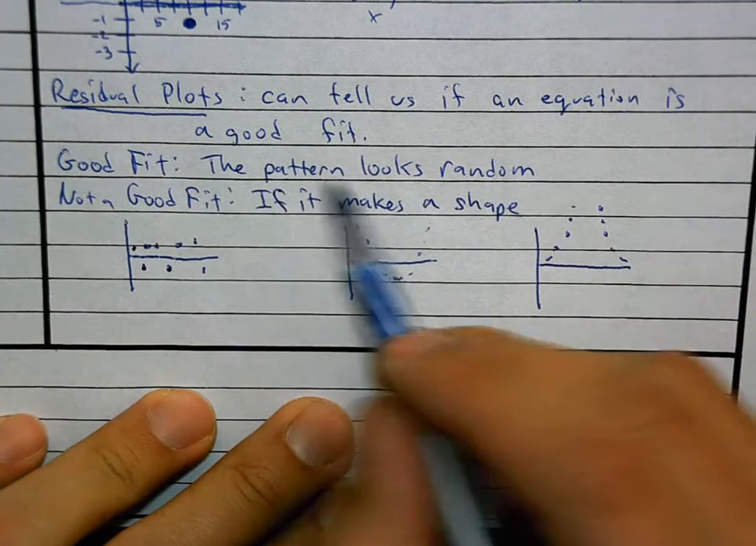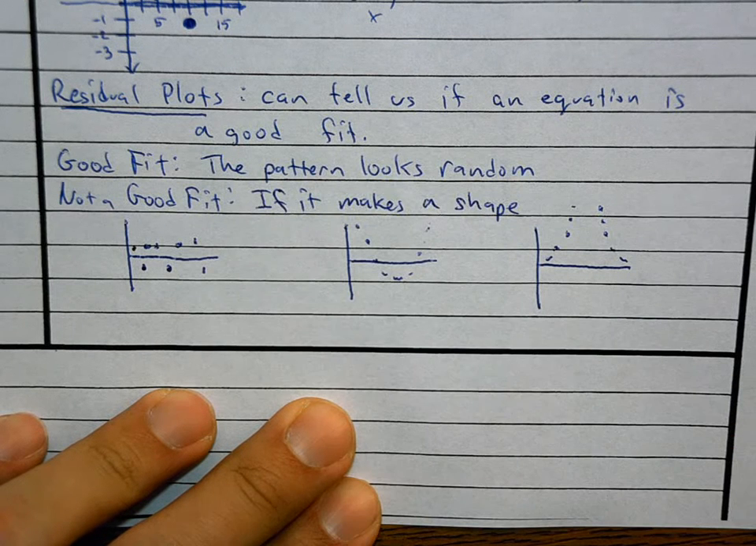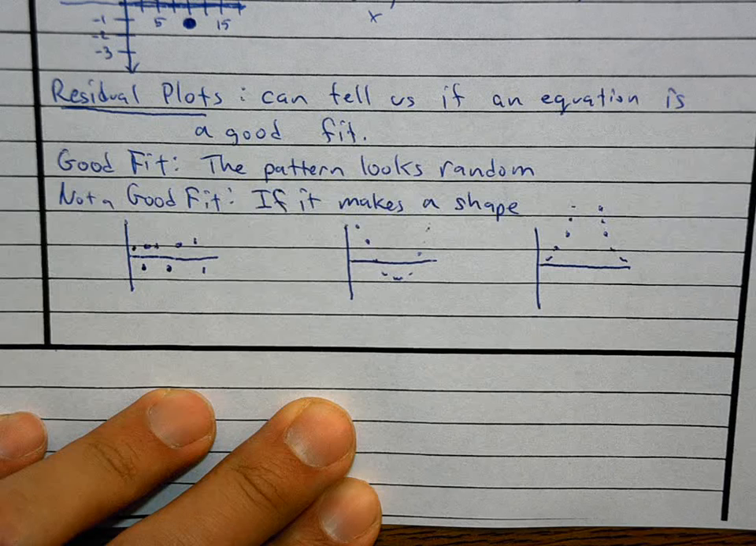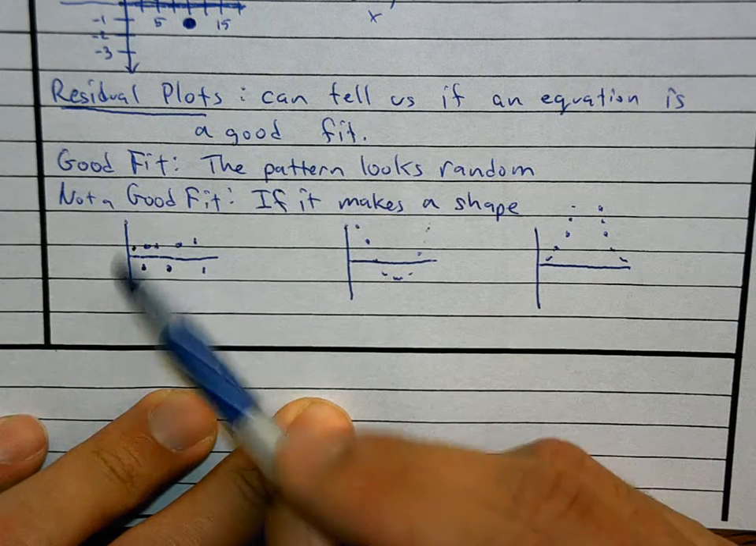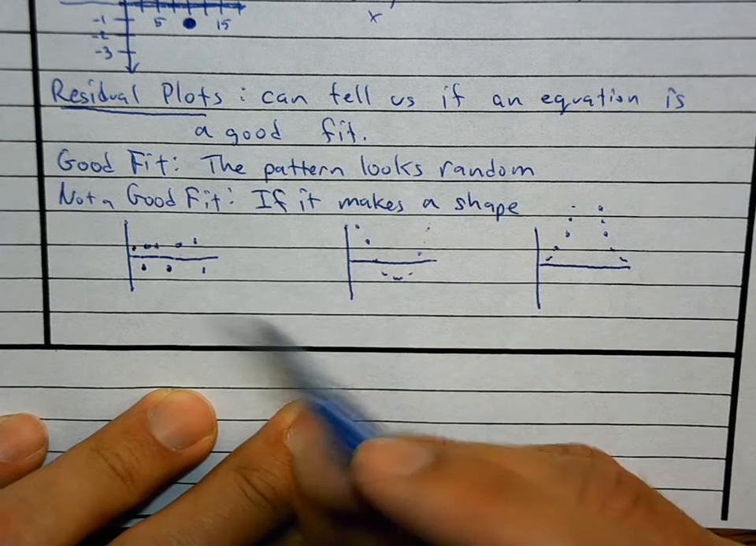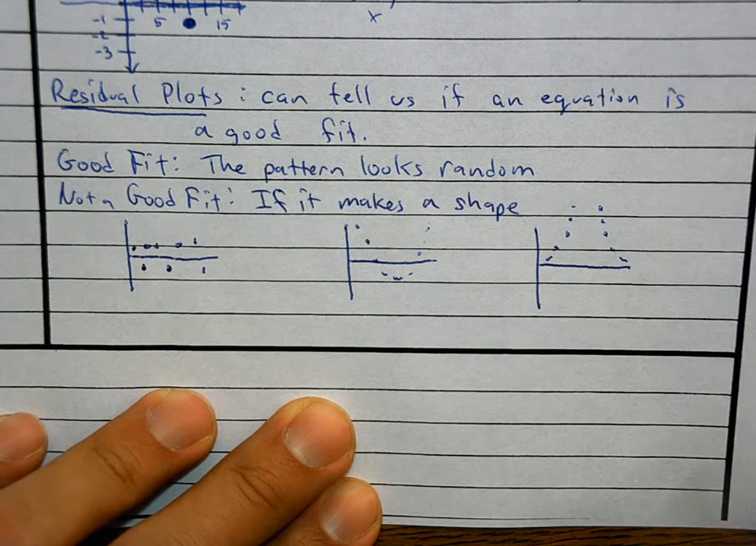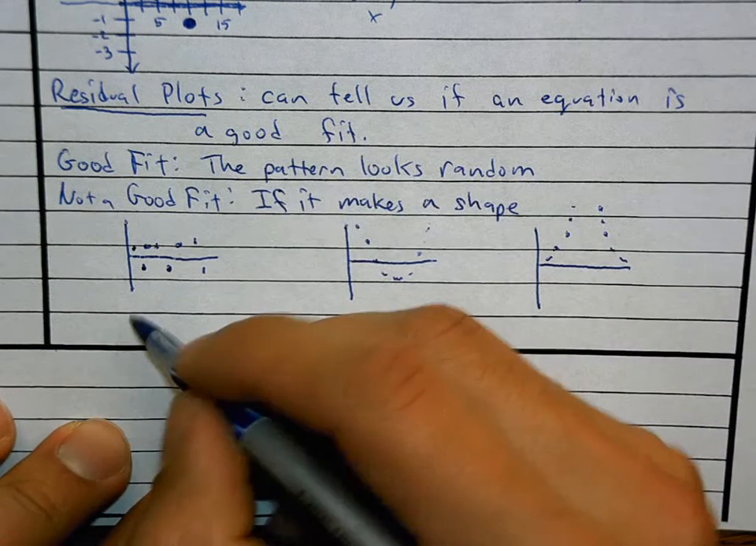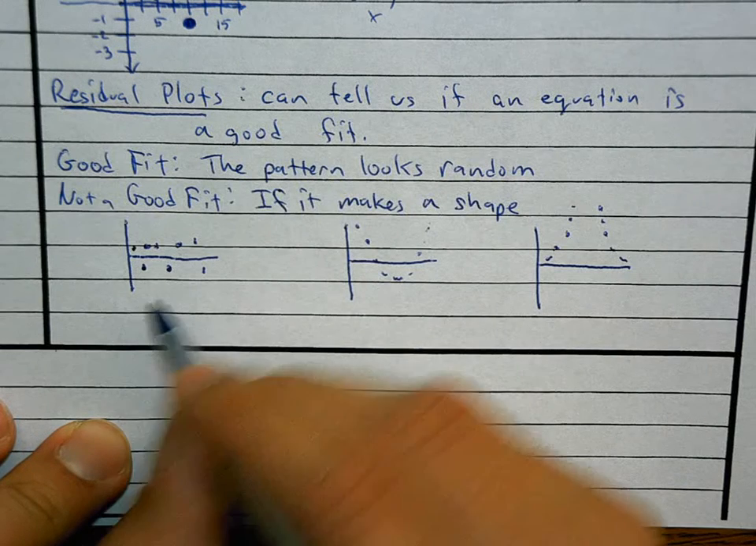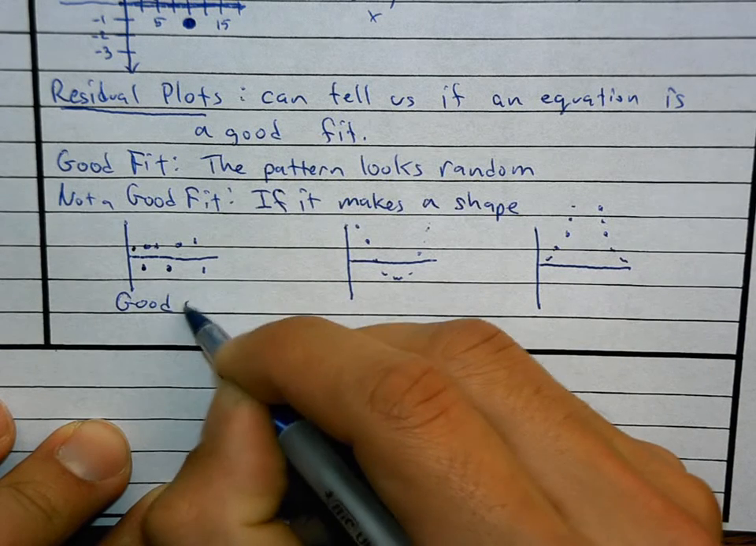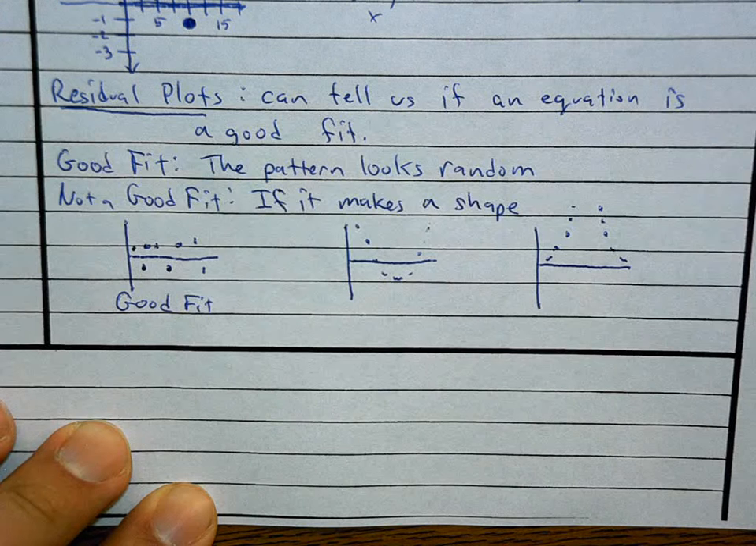If it makes a shape or a pattern, if it's not random, then it's not a good fit. So here's my question to you. This is a residual plot. Is the linear regression equation a good fit or is it not a good fit? What do you think? It's a good fit. This pattern looks random to me. There's some above, there's some below. Doesn't look like it's making any specific pattern.